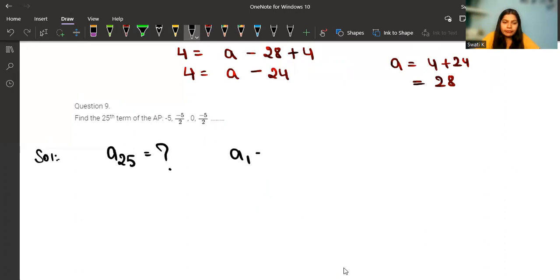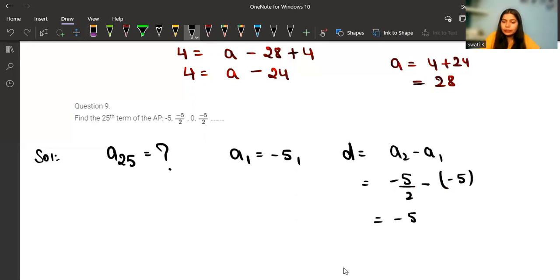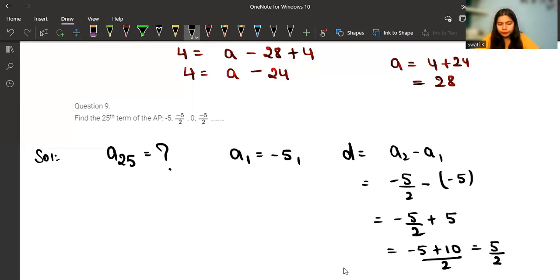All right, so A1, the first term, is minus 5. Of course, we can find the value of d by using the formula second term minus the first term, which is minus 5 by 2 minus of minus 5. And this will become minus 5 by 2, minus minus is plus 5. If you solve this, it is minus 5 plus 10 upon 2, which is 5 by 2. So we got the value of d, which is 5 by 2.